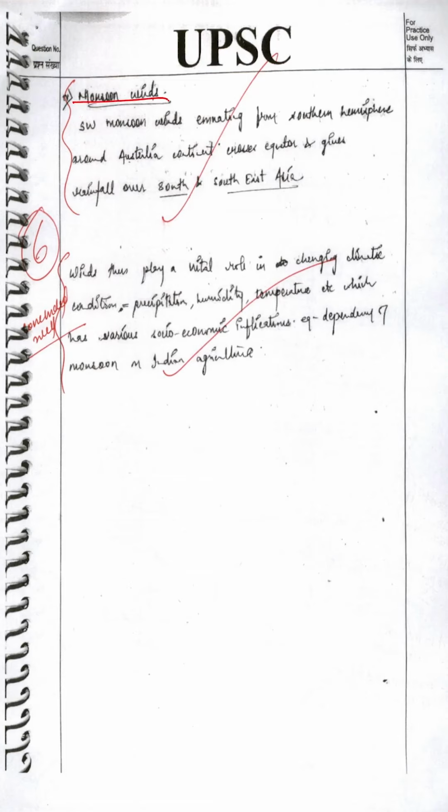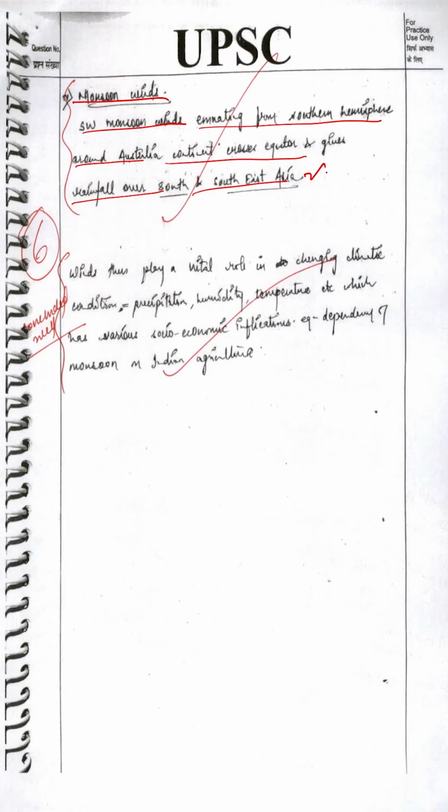Monsoon winds are a different kind of winds. They have a reversal, a complete reversal of the winds. So the southwest monsoon winds emanate from the southern hemisphere and around Australia, cross the equator and give rainfall over South and Southeast Asia. This is also quite well written here.